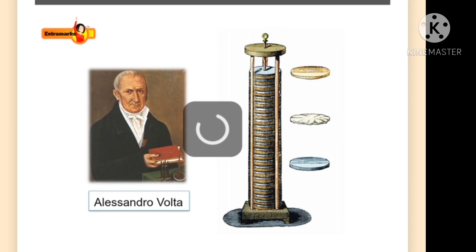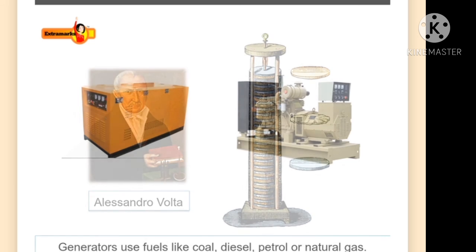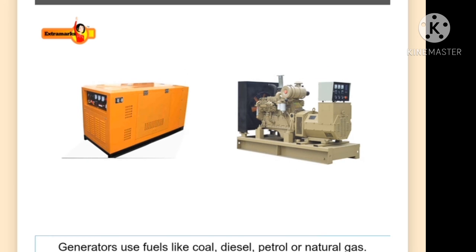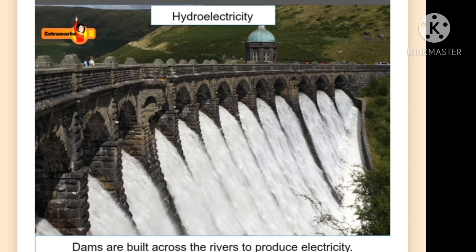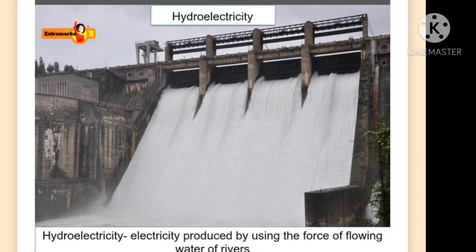About 200 years ago, Alessandro Volta made a small battery which could produce an electric current in a wire. Generators were invented to produce electricity. They use fuels like coal, diesel, petrol, or natural gas. Nowadays, dams are built across the rivers to produce electricity. The electricity produced by using the force of flowing water of rivers is known as hydroelectricity.